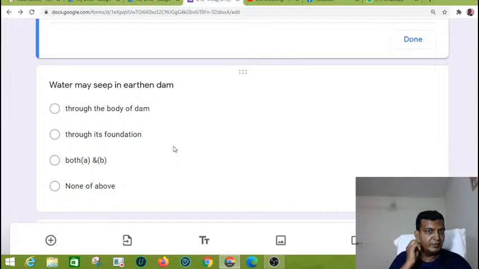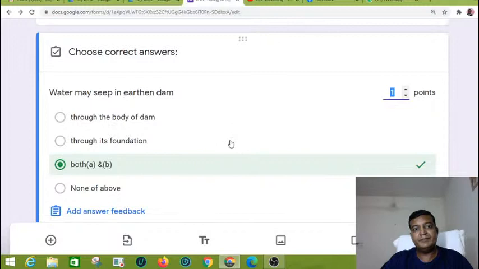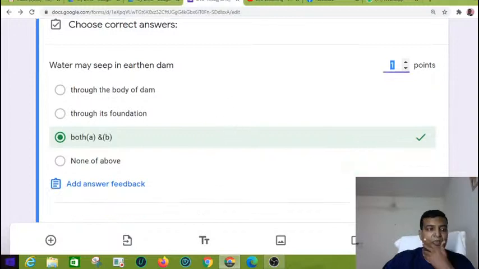Water may seep in earthen dam through the body of the dam, through its foundation, both A and B, C. The answer is both A and B. Next objective.